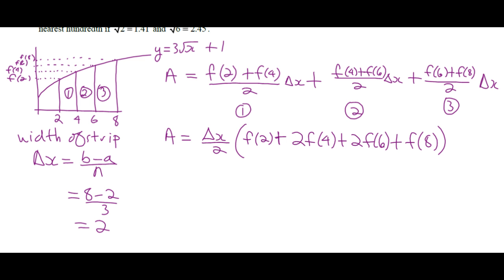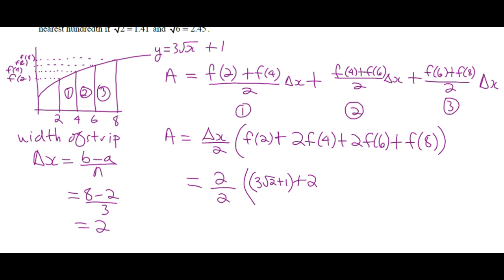Okay, and so now what we could do is just go in and substitute values, right? So we have expressions. Really, this is kind of a general thing. Now we're going to say, all right, for our specific example, delta x is 2, right? The height was 2, divided by 2. F of 2, well, that's going to be 3 root 2 plus 1.